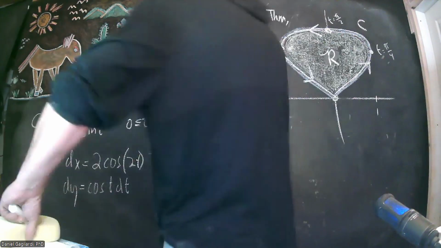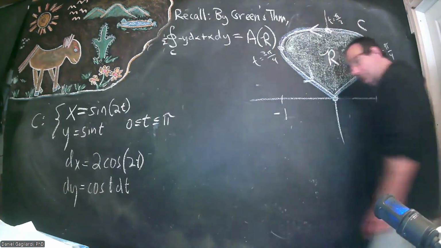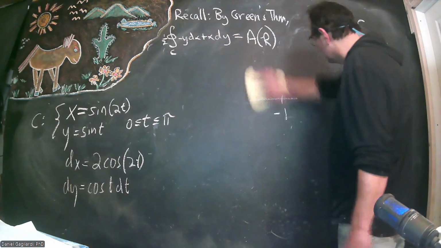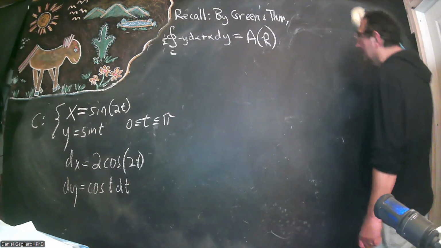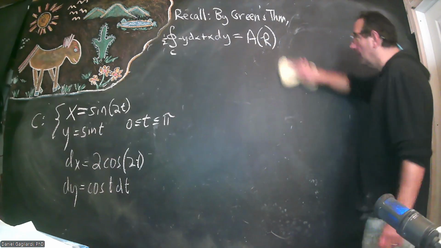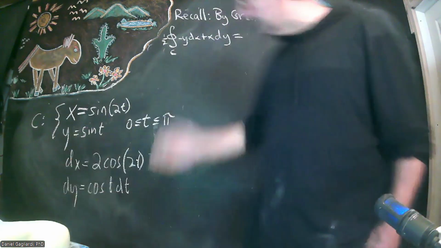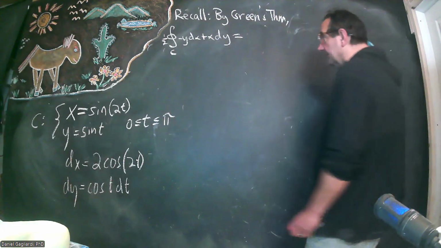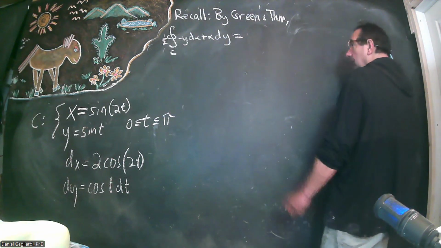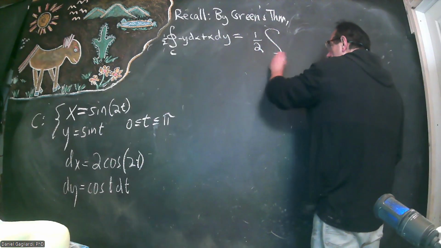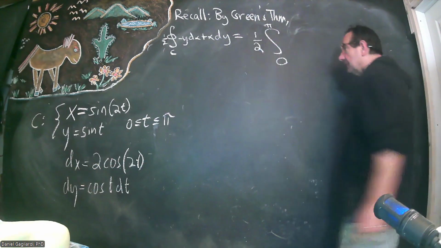So unfortunately, I have to erase this beautiful diagram, but you've all seen it, and you can replay it. Okay, so let's compute this line integral. We're going to go to T-land because we're going to parametrize it. Let's see what happens when we go to T-land. Well, we get 1/2, right, the integral from 0 to pi, because that's what t is going to do.